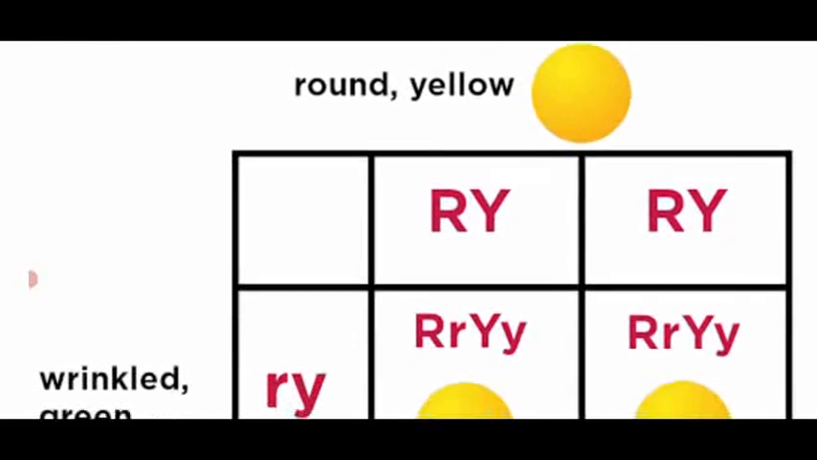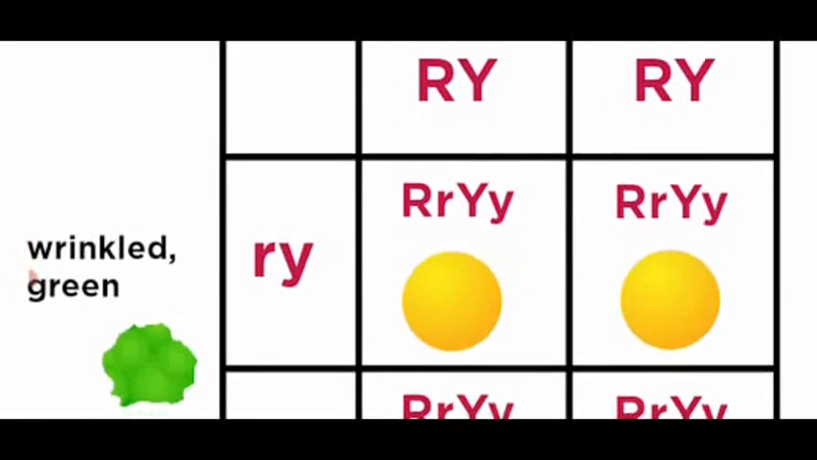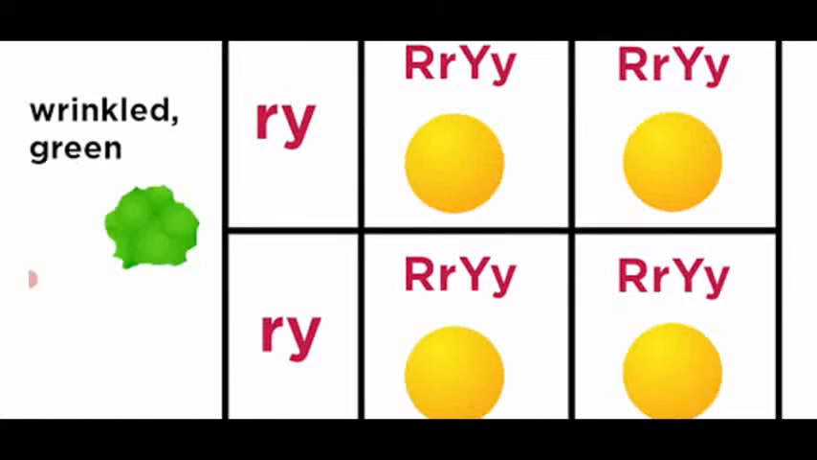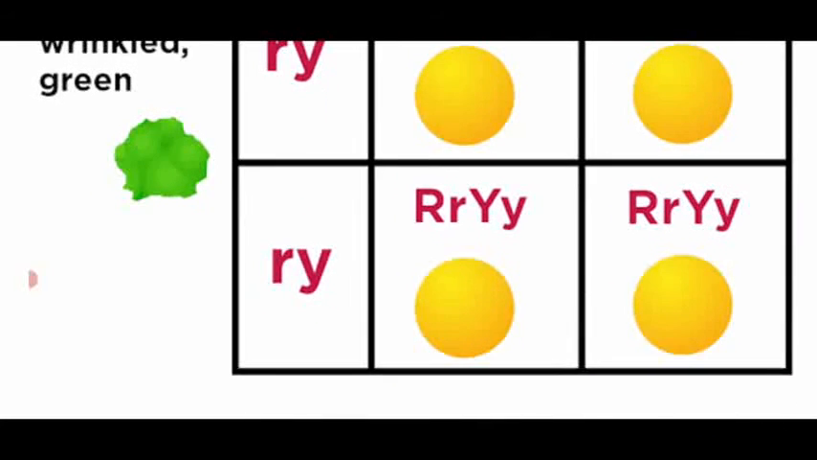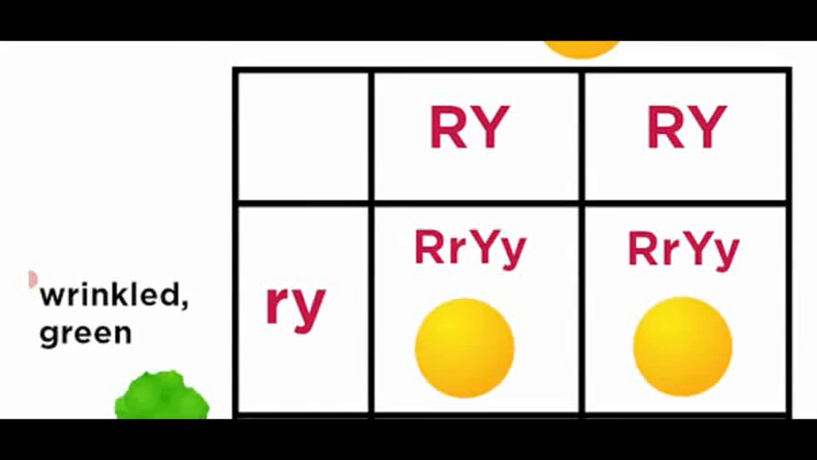When both of them are crossed together, they form the gametes in the F1 generation, that is capital R, small r, capital Y, small y. So the gametes formed in the F1 generation are all round yellow. That means the dominant character is expressed in the F1 generation.